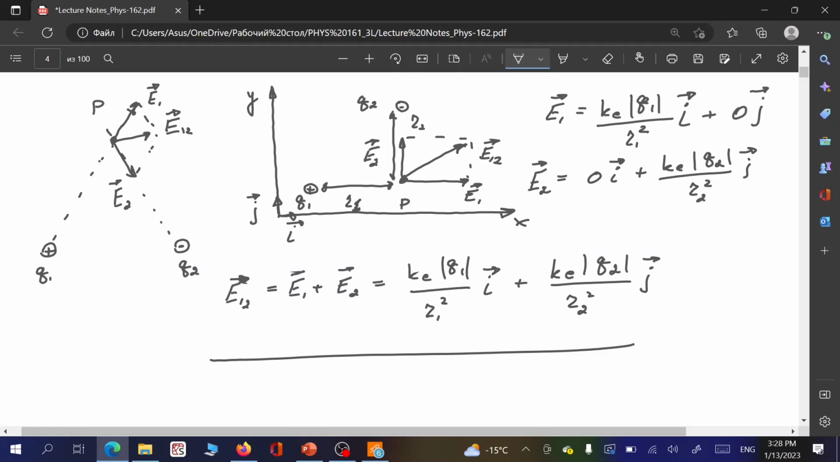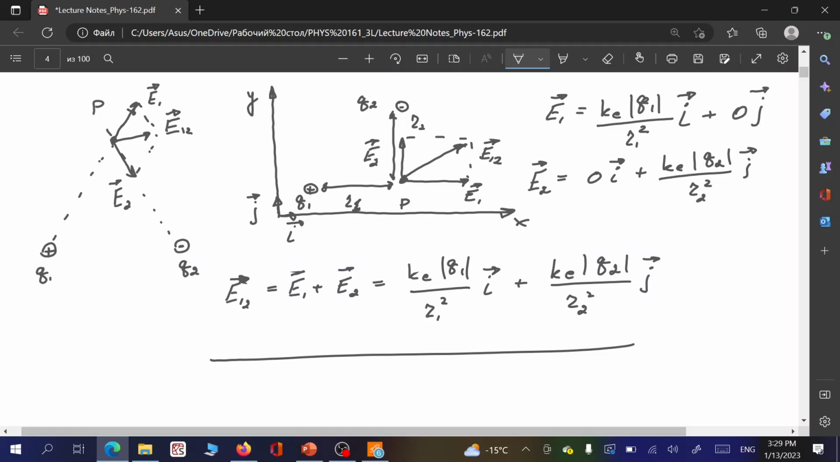So now we already know how to determine the electric field vector created by a point charge or a system of point charges, because you can add more electric charges here, and the approach will be actually the same. You will just determine the electric field vectors at this point P created by each of the present electric charges, and then you will sum this up in vector form.